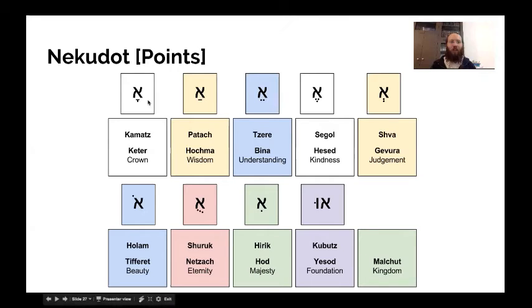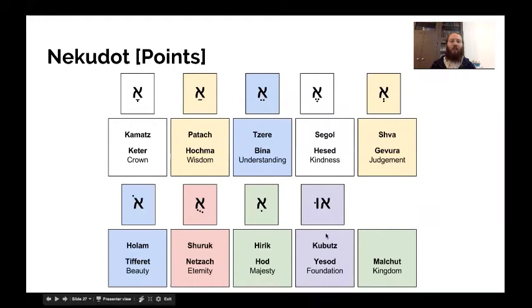I'll just repeat the punctuations. So we said most people say kamatz or komots. This is Keter, crown. We've got patach, chokhmah, wisdom. Tzere, binah, understanding. Segol, chesed, kindness. Shva, gevurah, judgment. Cholam, tiferet, beauty. Shuruk, netzach, eternity. Chirik, hod, majesty. And kibbutz, yesod, foundation.